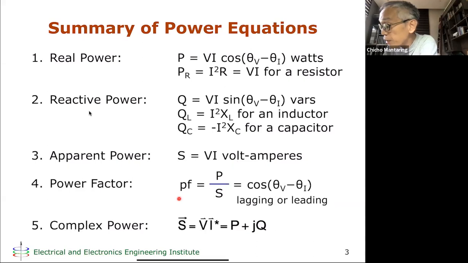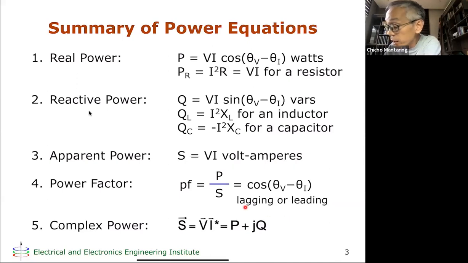Then you have your power factor, which is P over S. That is in effect cosine of theta V minus theta I. And when you give the power factor, you should specify whether it is lagging or leading. Lagging or leading depends on the relationship between the current and the voltage. It's always with respect to the current. If the current lags the voltage, it's lagging. If the current leads the voltage, it's leading.